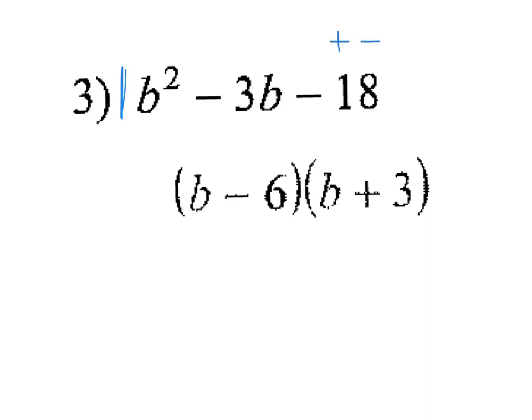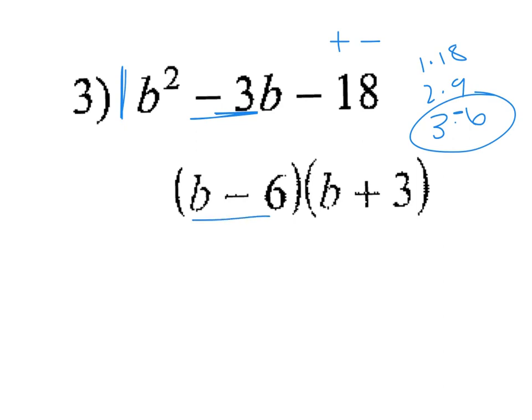So now you're looking just for a list of 18. 1 times 18, 2 times 9, 3 times 6, okay? And then when you think, oh, well, maybe I got one that works here. Well, how do we get a negative 3 there? The only way to get a negative 3 is to make that 6 negative. So we're getting b minus 6 and b plus 3. Again, that b squared is just breaking down to both parts.